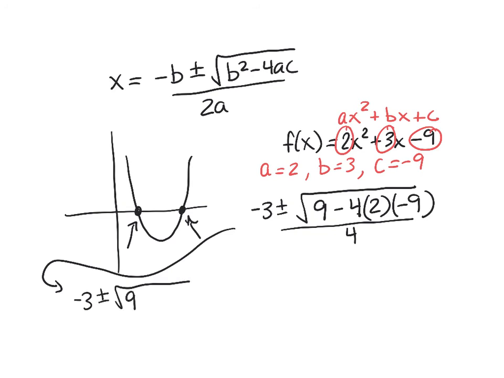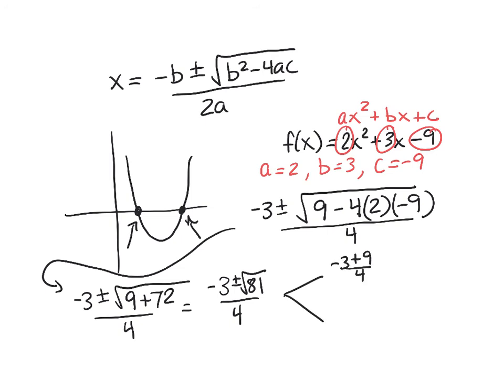So our next step, I'll just slide it over here, is −3 plus or minus the square root of 9, then 4 times 2 is 8, times 9 is 72. Negative times a negative is positive, so you have 9 plus 72 over 4. So you've got 72 plus 9, which is great. I made up a fantastic problem because I have −3 plus or minus the square root of 81 over 4. The square root of 81 is a perfect square, so this breaks off to −3 plus 9 over 4 and −3 minus 9 over 4.